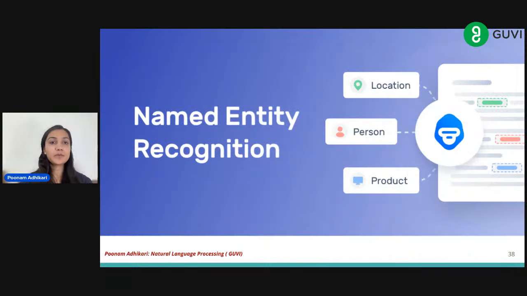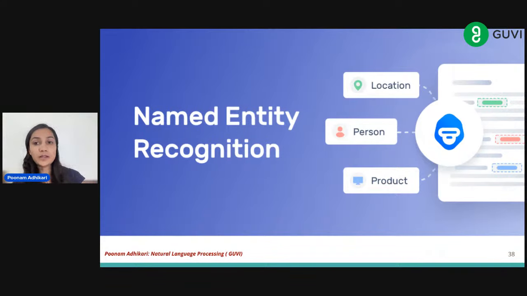Now, the second thing that we can do with the help of natural language processing is named entity recognition. That can be identifying entities from the given text, for example, if I'm given a newspaper article.